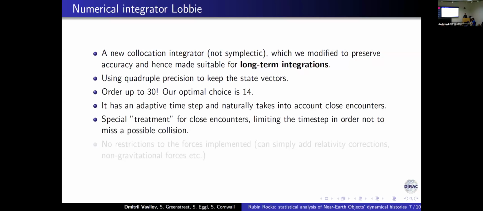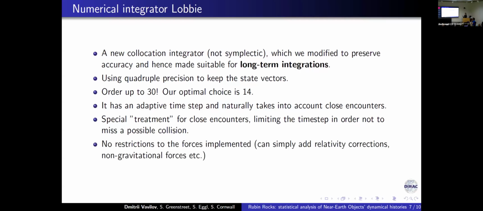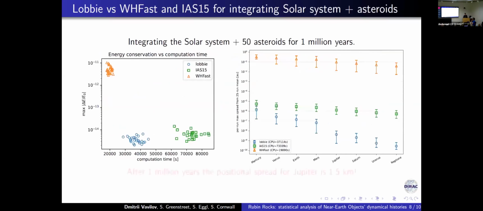It has adaptive time steps. So once the asteroid is coming close to some planet, of course, the time step should be decreased, and the integrator does it automatically, no problem. And we put a special treatment for close approaches as well. We limited the time step so that we don't miss some possible collision. And also the good part is that there's no restriction on what forces you want to add there. If you want to include relativity, no problem. Non-gravitational forces, Yarkovsky, go for it.